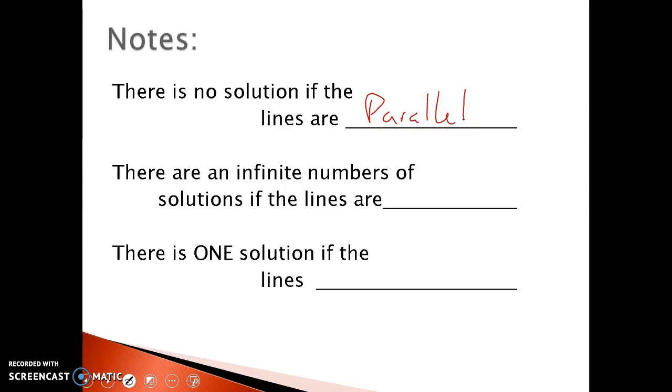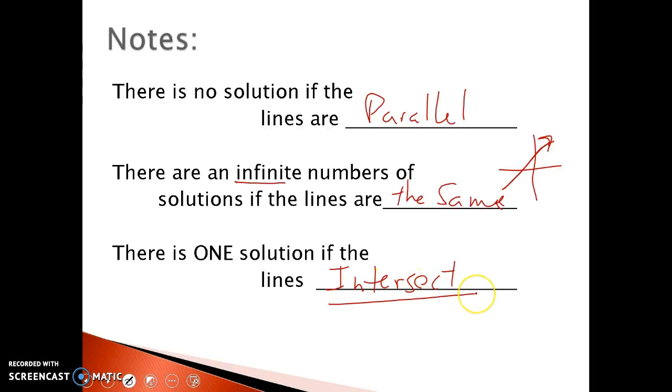Now, sometimes we have an infinite number of solutions. If the two lines are right on top of each other, then there's going to be an infinite number of solutions. So there are an infinite number of solutions if the lines are the same, which happens occasionally. And then there's one solution if the lines intersect. And this is what's going to happen most of the time. They're going to intersect and they're going to have one solution.